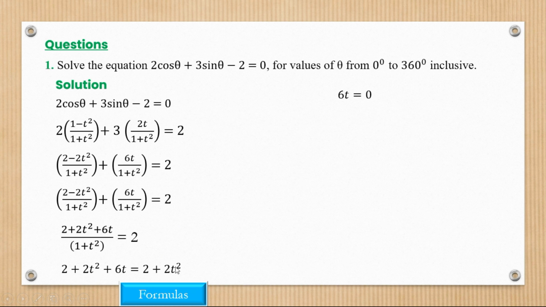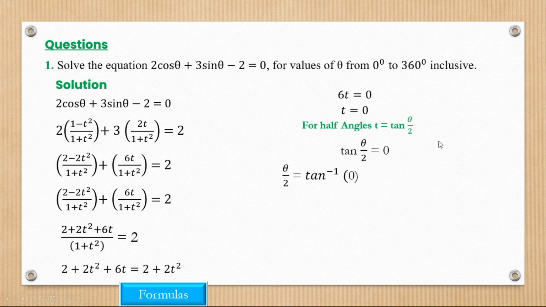Then when we simplify and collect like terms, 2t minus 2t cancel, then the 2's also cancel, and we remain with 6t equal to 0. When we divide both sides by 6, we end up with t being equal to 0. For half angles, which is what we're dealing with here, we remember that the t means tan theta over 2. So substituting, we put tan theta over 2 equal to 0. And then we remain with theta over 2 being tan inverse of 0.